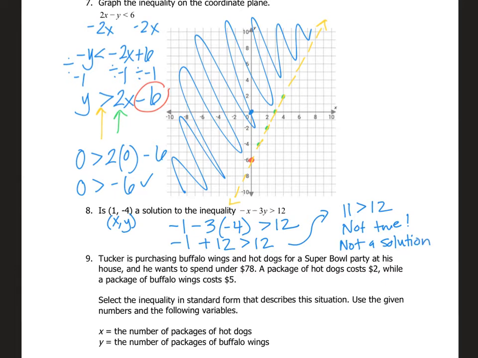Another way that you could do this is you could put the equation in slope-intercept form, and you could graph this on a graph and then see where you shade, and you would realize that you wouldn't be shading in the region where this point is.